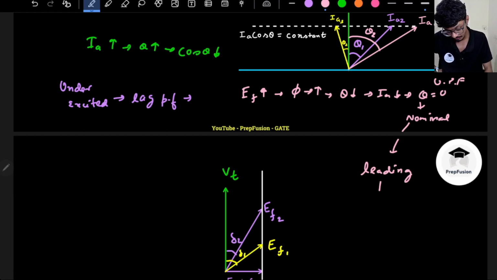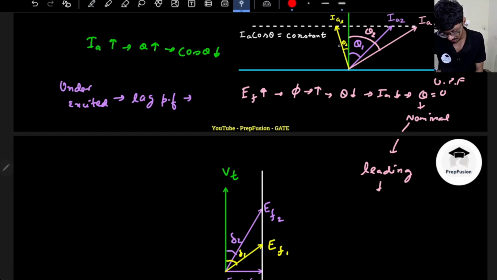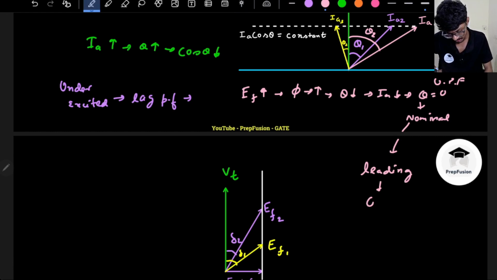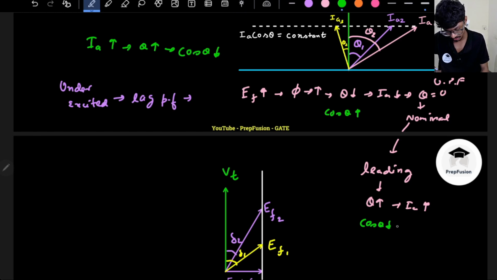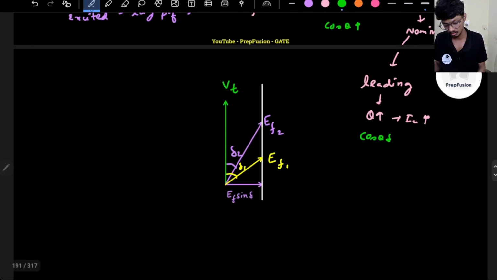In leading power factor, if I see on the left hand side, the theta is increasing, so is the current. Initially theta decreases, current also decreases. Then after it reaches unity power factor, theta increases, current also increases. But remember, if theta is reducing, your cos theta is actually increasing, and if theta is increasing, your cos theta is reducing. That is the important portion.